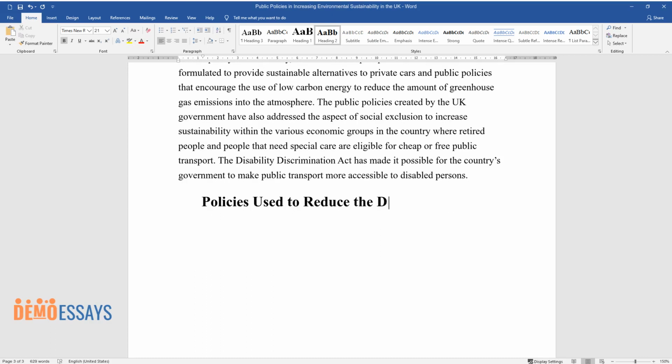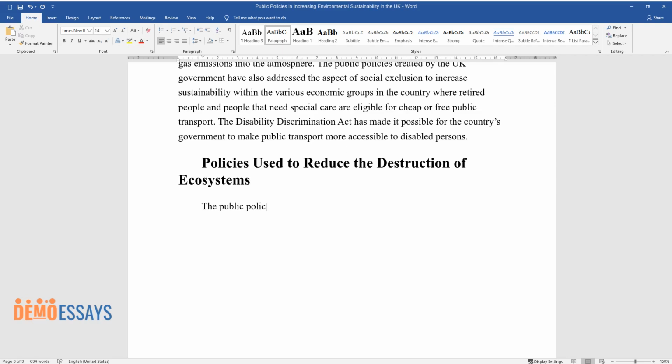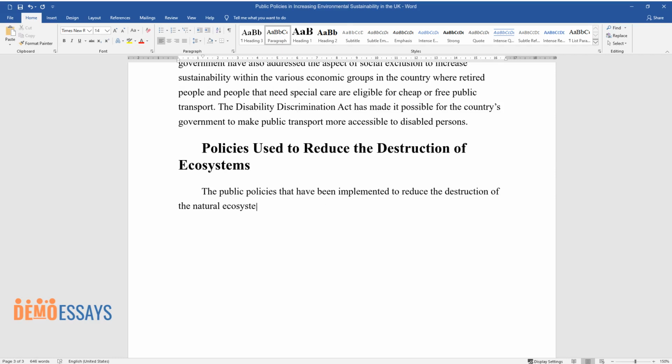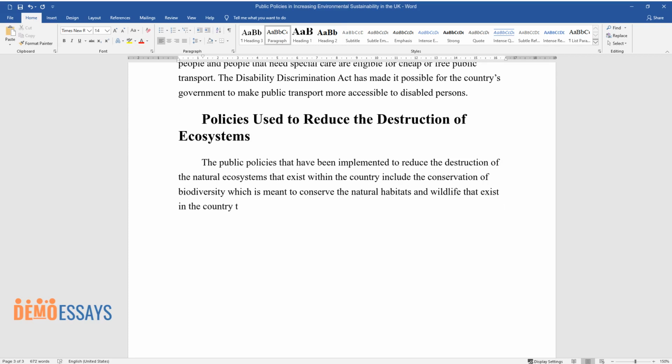Policies used to reduce the destruction of ecosystems. The public policies that have been implemented to reduce the destruction of the natural ecosystems that exist within the country include the conservation of biodiversity, which is meant to conserve the natural habitats and wildlife that exist in the country and to improve the quality of urban green space that exists within the country.